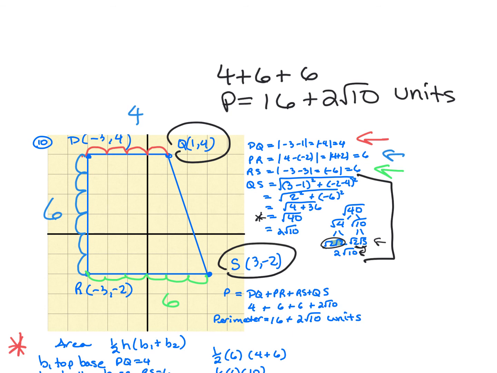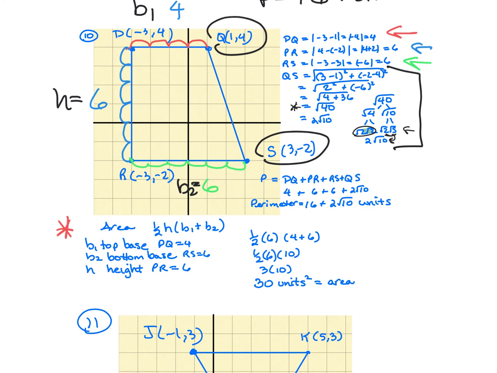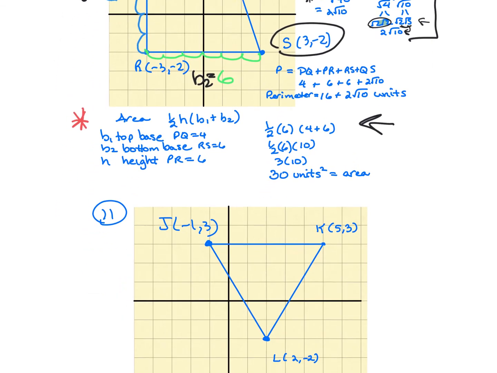For the area of this, if you decided to do it, this is my B1, this could be my B2 down here, and this 6 is my height. So once I plug that into the formula and I multiplied, I got 30 units squared. Okay, but you will not have a trapezoid on the test. Fair game for this question could be a triangle, a rectangle, or a square. So be able to calculate area and perimeter of those 3 shapes.